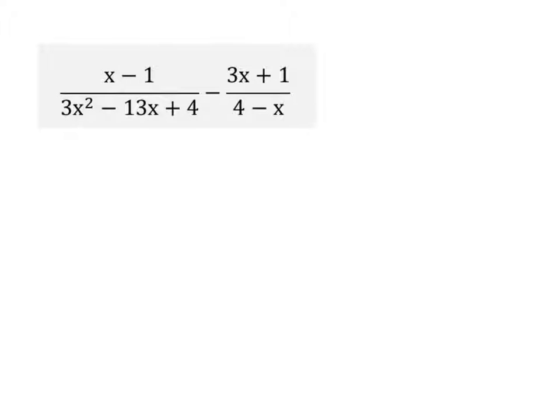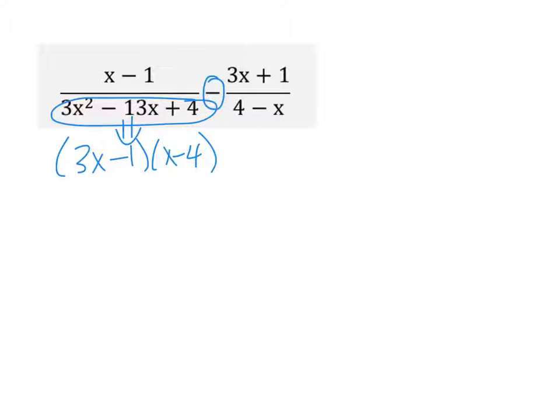To perform the following operation of subtracting the two algebraic fractions, the first thing I'm going to do is factor the denominators. So here, I know if I factor this, it would be 3x minus 1, x minus 4. Now here, where I have a 4 minus x, I'm going to take out a negative 1, so that would change that to a positive sign, and then I'd have x minus 4.